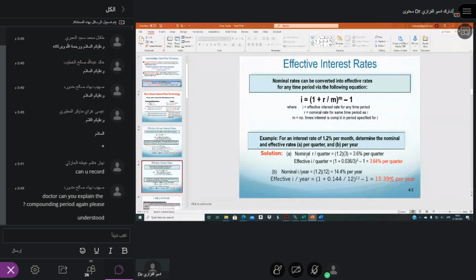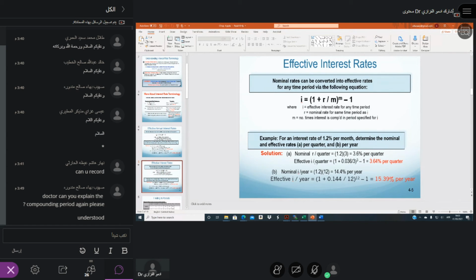So if you want to find the nominal rate per quarter, then you multiply 1.2 by 3, so that you will get it in quarter. Because you have 4 quarters in a year, so 4 times 3, which will give you 1 year. So if you do the multiplication, it will give you 3.6%.